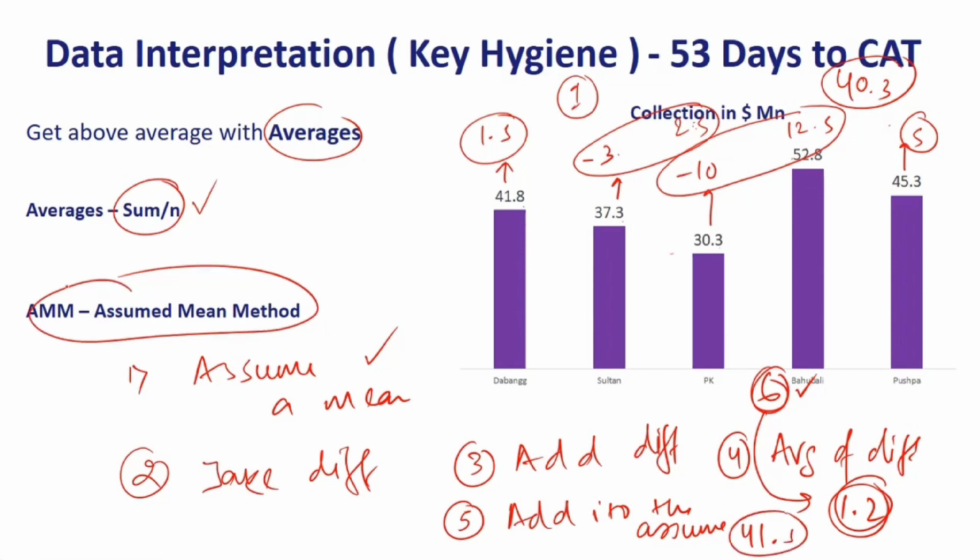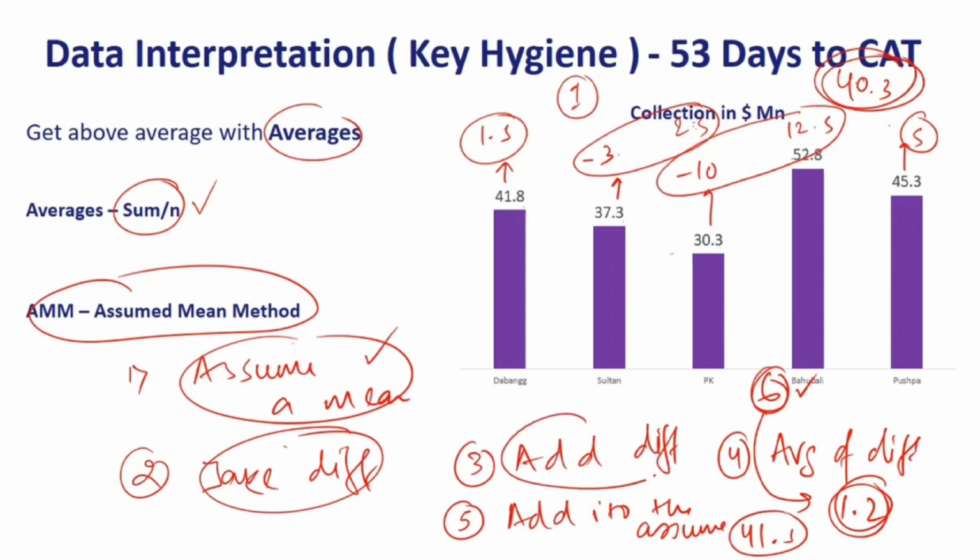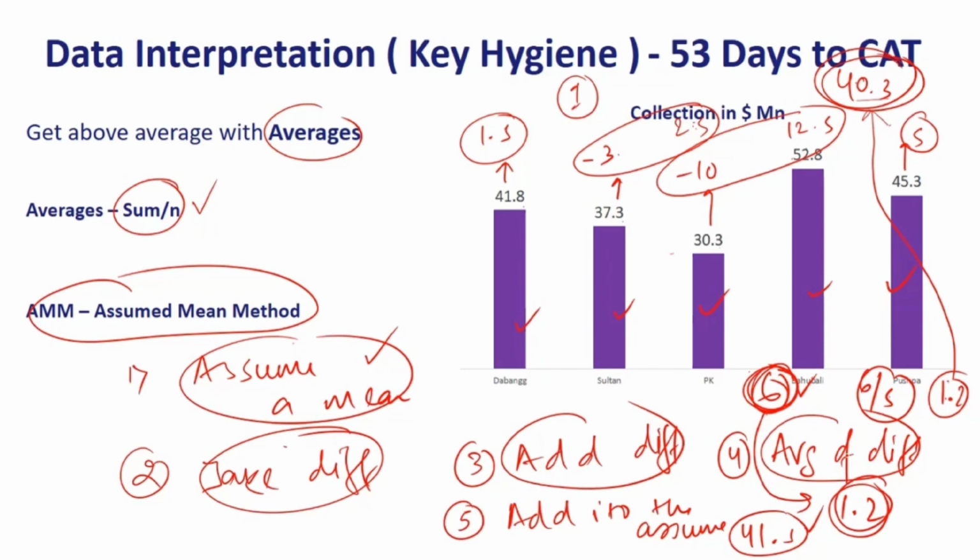Now to summarize, first step, assume a mean. What did we do? Assumed 40.3. Second step, take difference. 40.3, taken difference with all the numbers. Finally, third step, add all the differences. We added, we got 6. Finally, took the average of the difference. 6 divided by 5. There are 1, 2, 3, 4, 5. So the average is 1.2. Final step, add this average to the assumed mean. 40.3 plus 1.2, finally 41.5. So for the complex numbers, slightly difficult numbers, this is a better approach, faster approach.